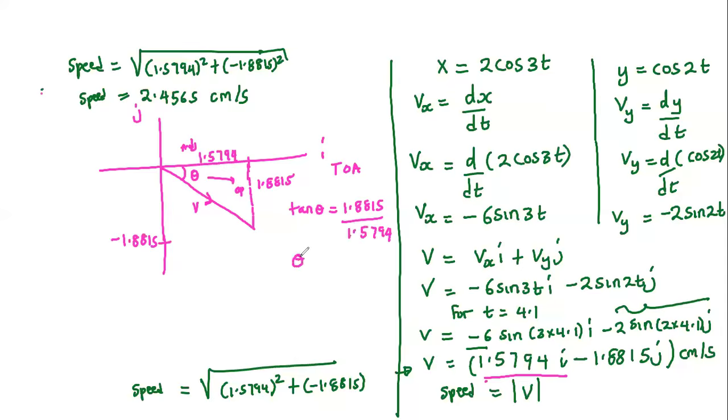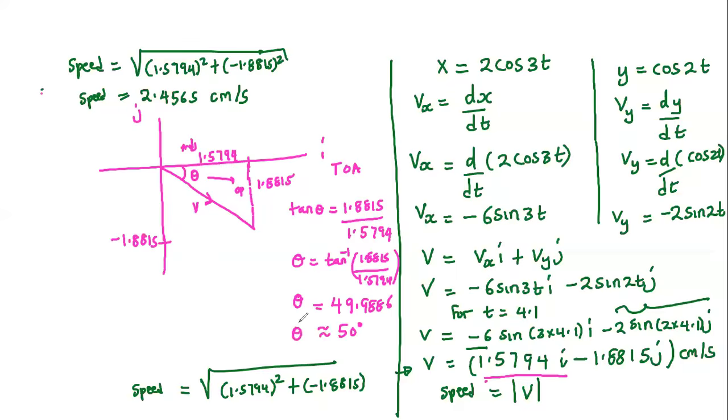So what do we get? We get our theta equals tan inverse of 1.8815 divided by 1.5794. So what are we going to end up with? You place your calculator: 1.8815 divided by 1.5794, and then you have a tan inverse of that. Members, you are going to notice that our theta is going to be 49.9886, which you can approximate to 50 degrees.